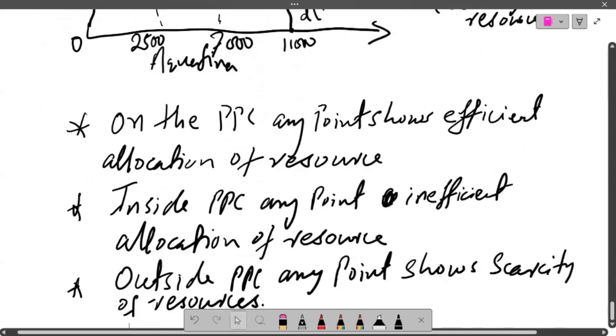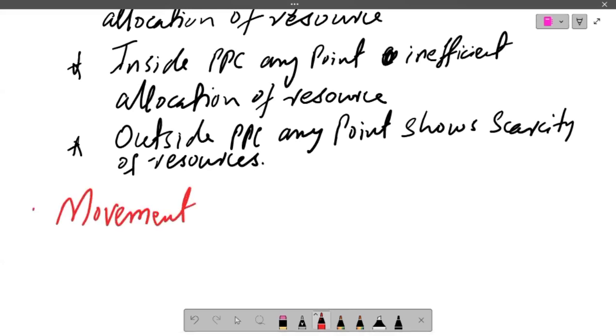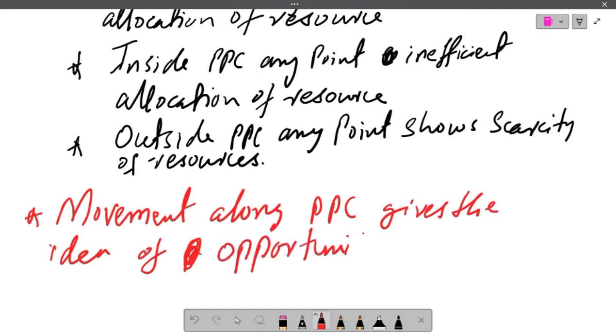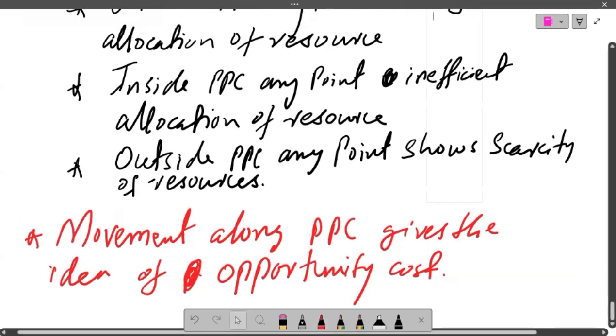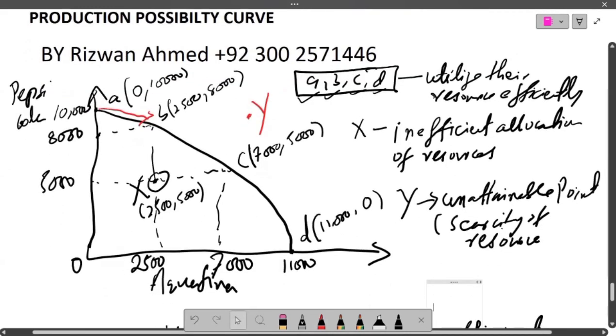So you can call it: movement along PPC gives the idea of opportunity cost. So any movement along PPC, this gives the idea of opportunity cost.